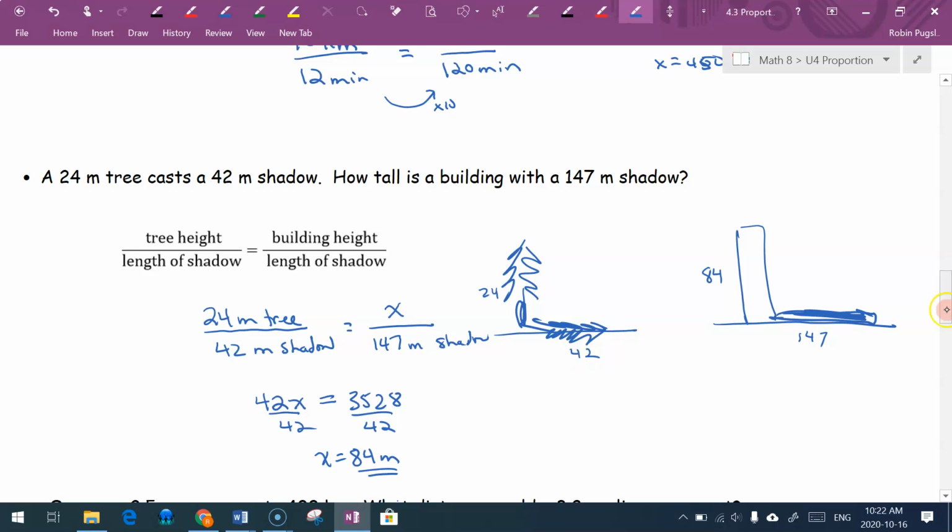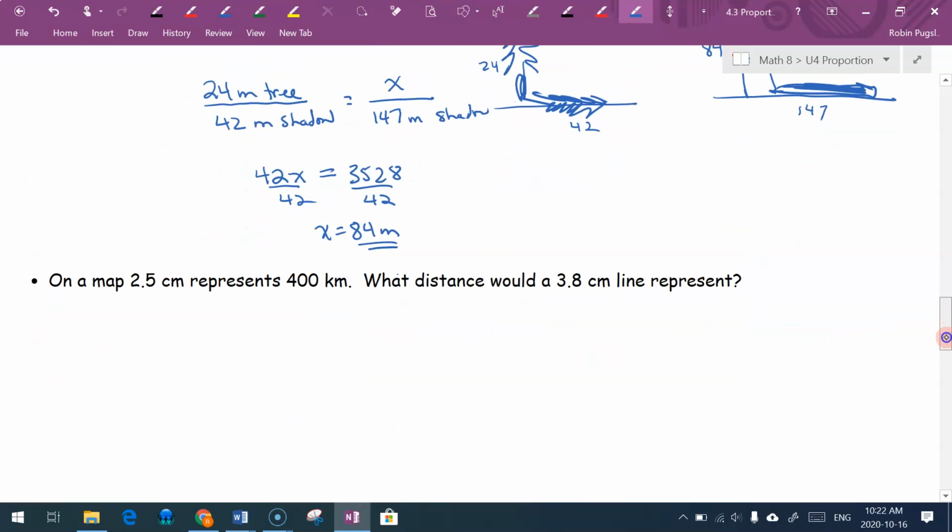They are in proportion. All right, our last question. On a map, 2.5 centimeters represents 400 kilometers. So I'm going to write this one in terms of a ratio. You can write it fraction-wise or you can write it ratio-wise. So this is map as compared to actual size. What distance would a 3.8 centimeter line represent? So we know this is the map as compared to the actual length in real life. I'm going to put an x.